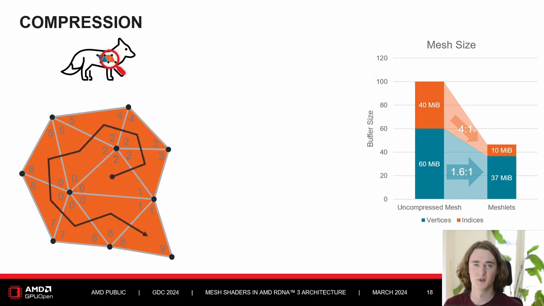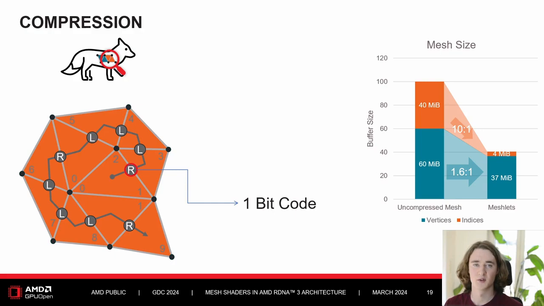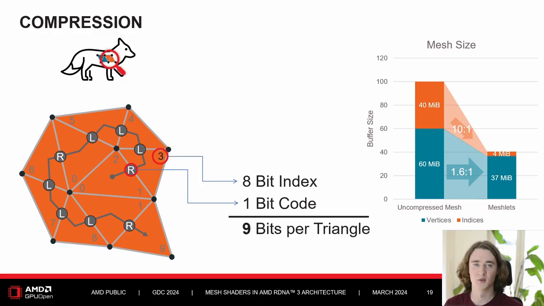Next, we can compute a generalized triangle strip through our meshlet. Now typically this would be something that's difficult to do, but again, we're only dealing with 256 triangles max, so we can even compute the mathematically optimal triangle strip, meaning the one with the least number of restarts, in a reasonable amount of time. To encode the triangle strip, we'll need a 1-bit code indicating whether the triangle strip moved left or right, and then we'll need an 8-bit index for the new corner. Now in total, this will give us 9 bits per triangle, or a compression ratio of 10:1. We can then decode this triangle strip in a mesh shader using simple bit operations.